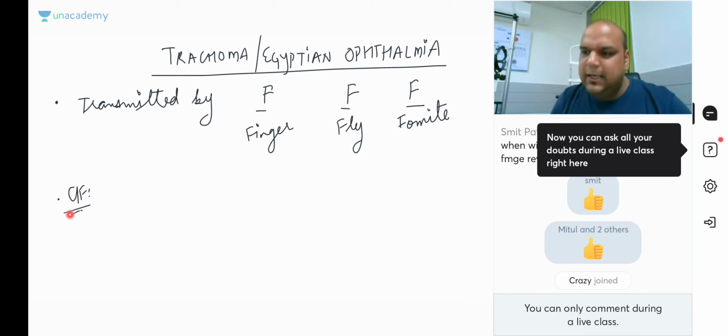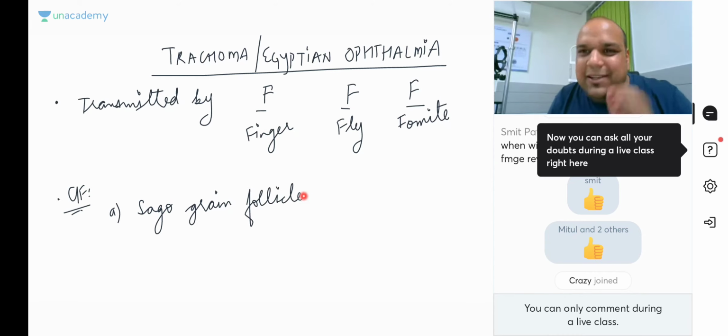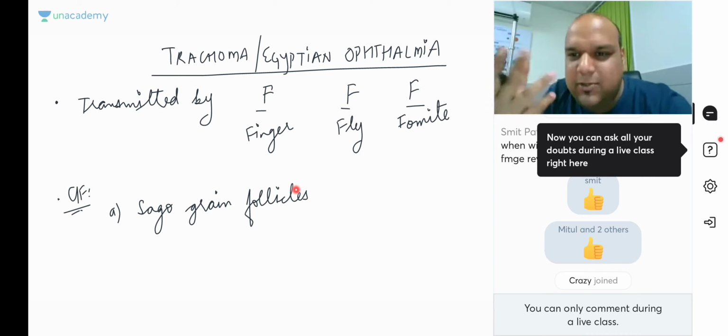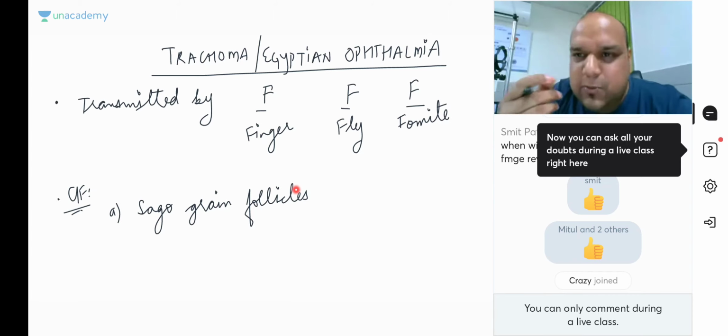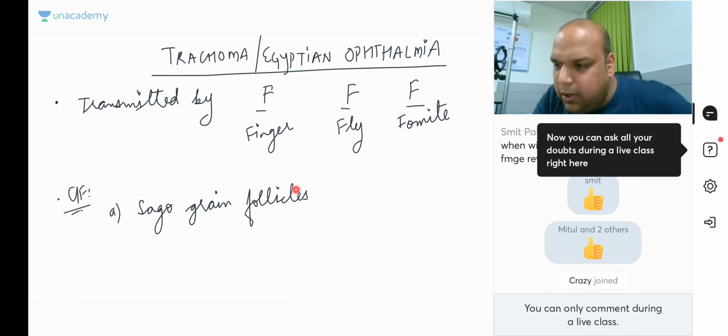Please remember the clinical features. It is primarily a follicular conjunctivitis, so sago grain follicles. The follicles are very, very small. Sago grain, I don't know if you've seen that grain. Sabudana, actually it is even smaller than sabudana. I don't know the Hindi name of it, probably sago grain. It's a very small grain, and the follicles are that small in size. So that is why they are simply called sago grain follicles.